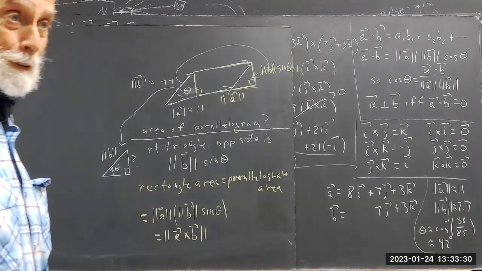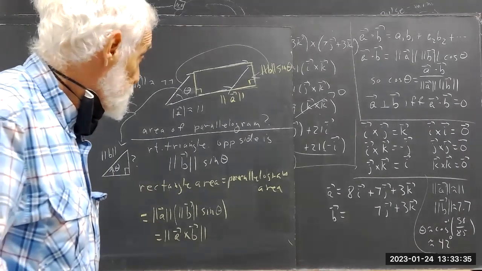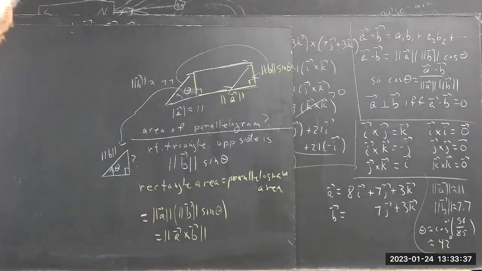Okay, A cross B, right? Magnitude of A cross B. So that's the area of the parallelogram. Okay, well.